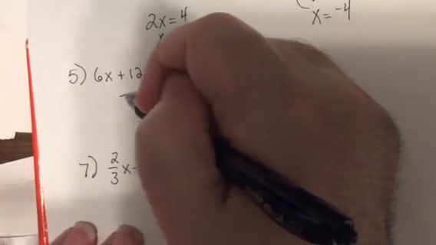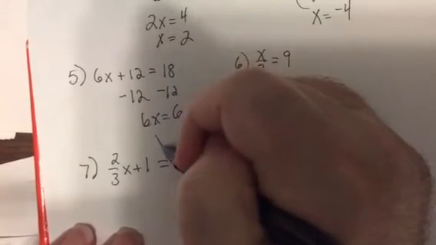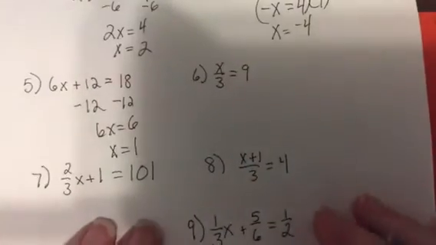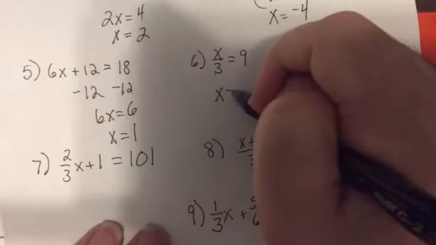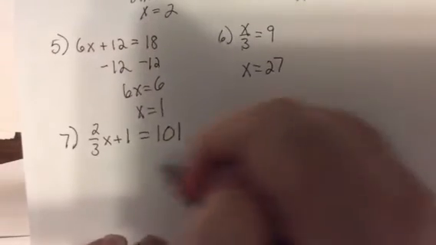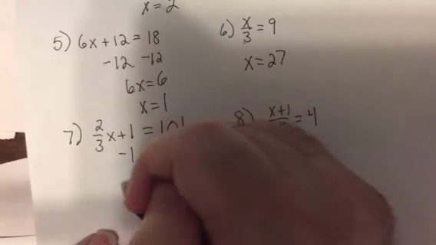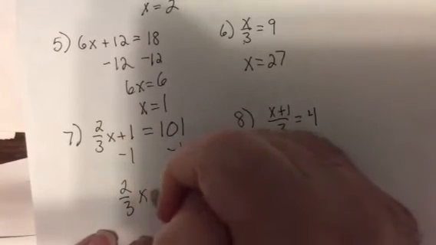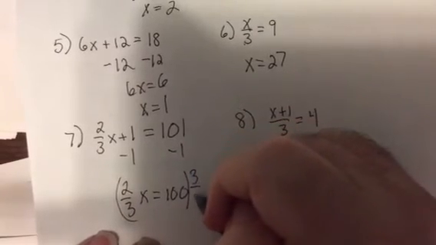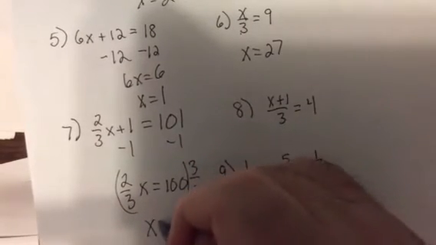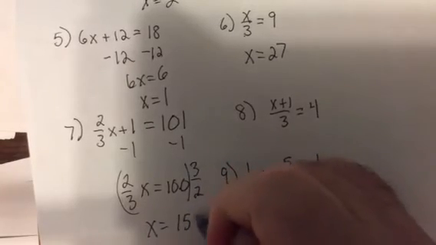So subtract 12. 6x equals 6. Divide by 6. Here, this one I'm dividing by 3, so multiply by 3. Here I'm going to subtract 1 to get the x term by itself. So 2/3 x equals 100. Multiply both sides by the reciprocal. So 2 goes in 150 times 3 is 150.